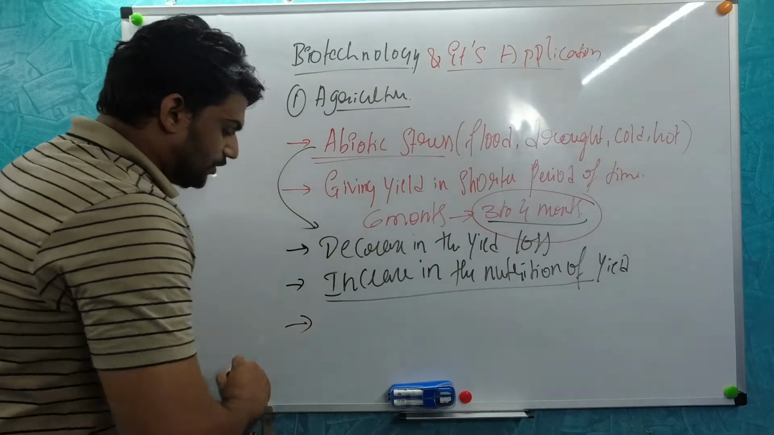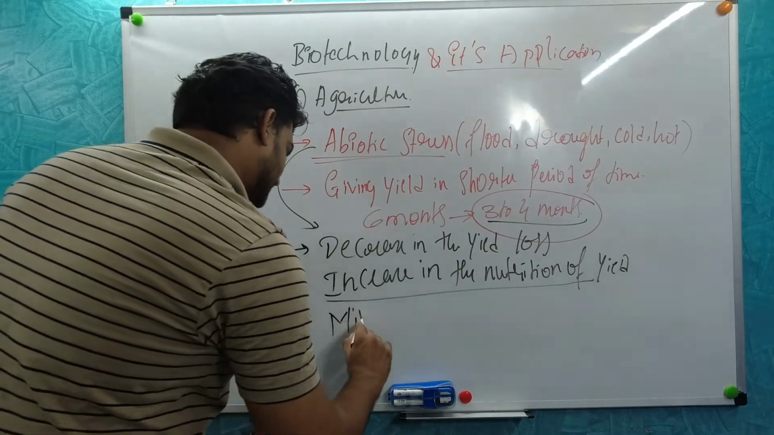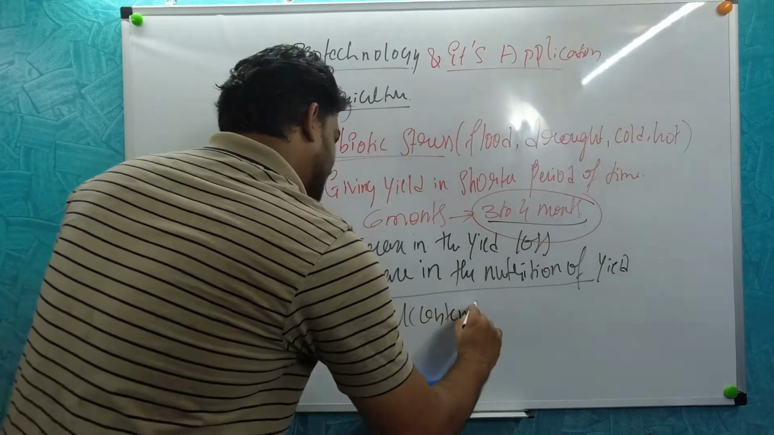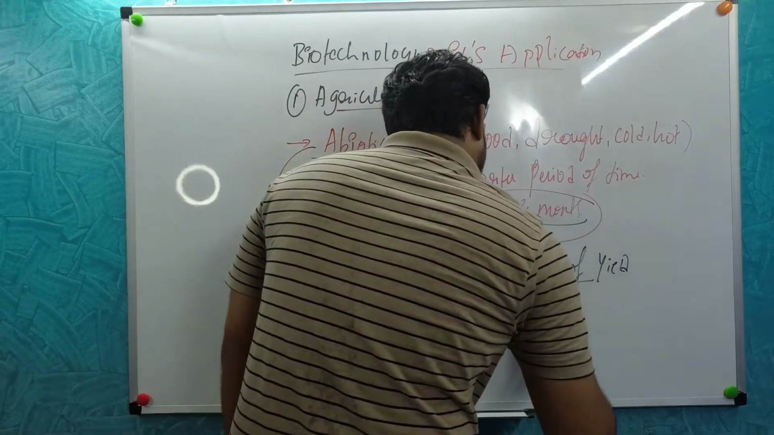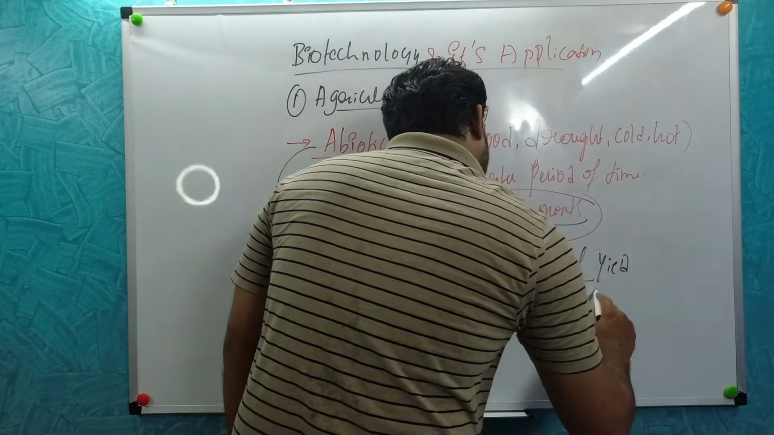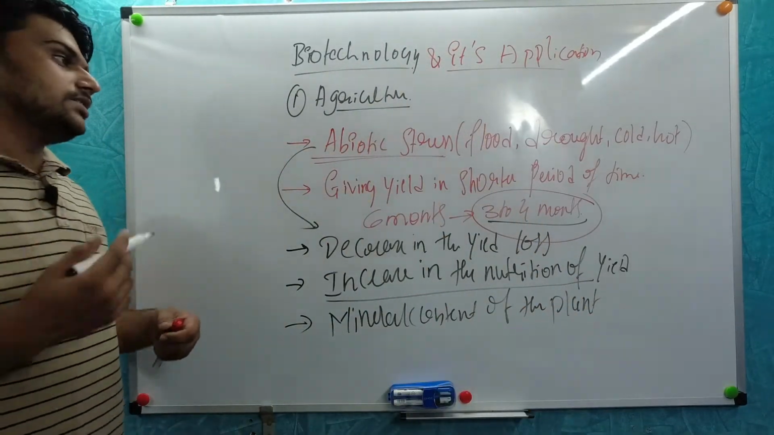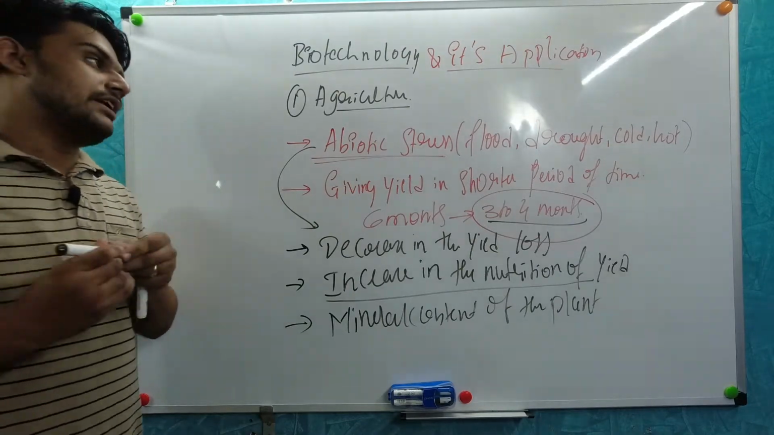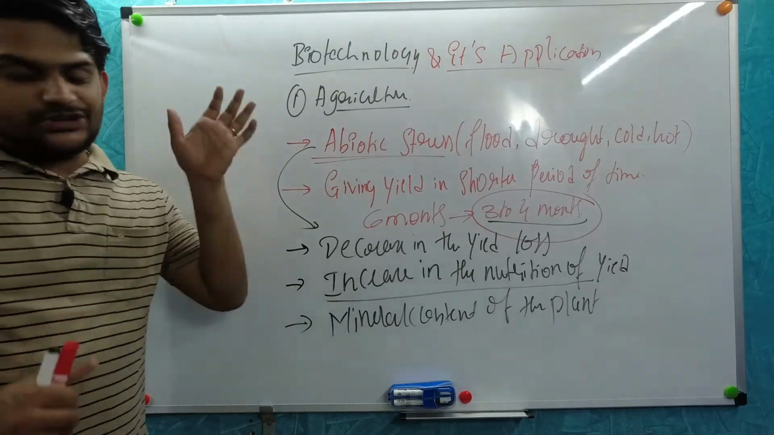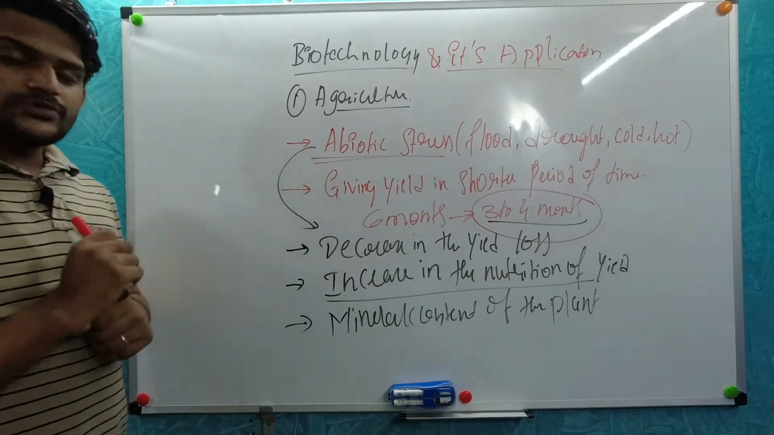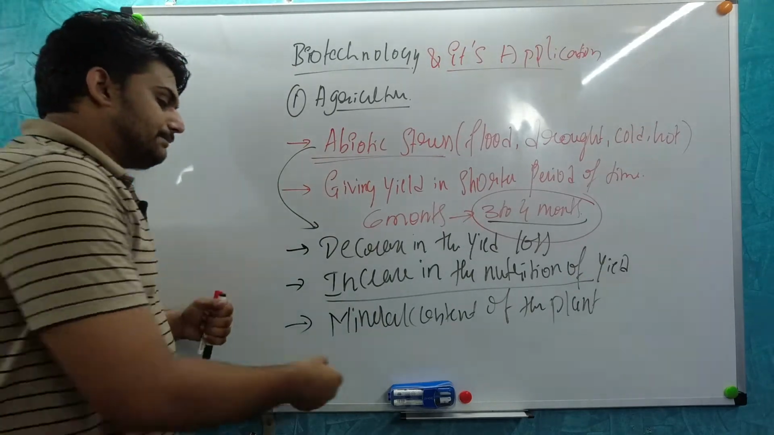Then also the mineral content of the plant, remember, of the plant, has also been increased so that they can survive the different kinds of conditions provided by the environment. So this was possible because of the different kinds of bacteria. Now for your study, one example has been given.